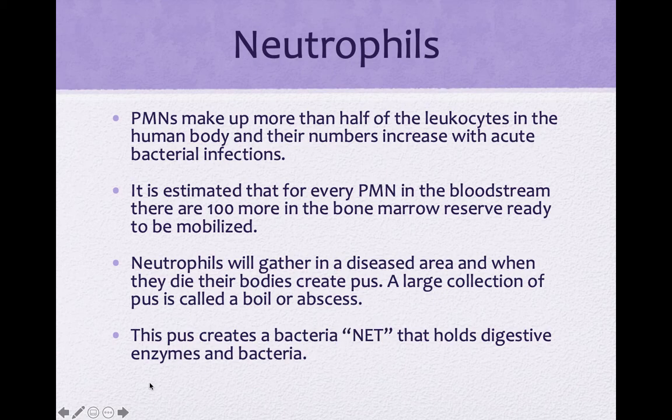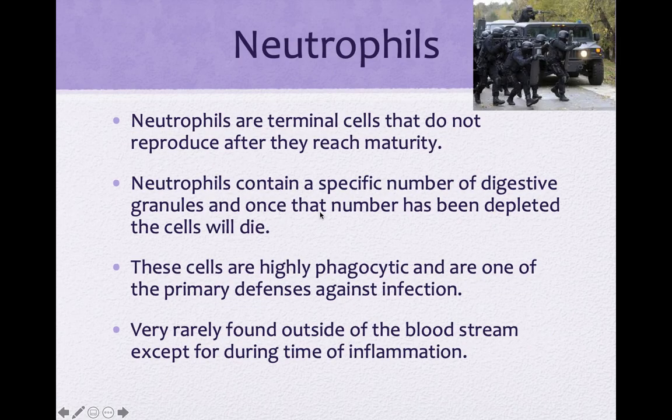So the bacteria that are stuck inside will not be able to do any harm, and all the enzymes will still be able to function instead of being just kind of lost to the body. So that's what the point of pus is. So neutrophils are terminal cells. Once they become a polymorphonuclear neutrophil, they don't reproduce anymore. They are that, and once they are done with their granulocytes, they are done.